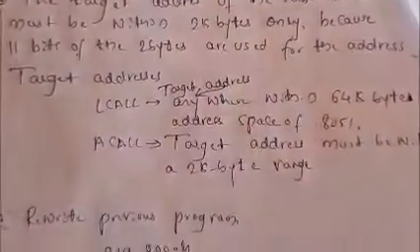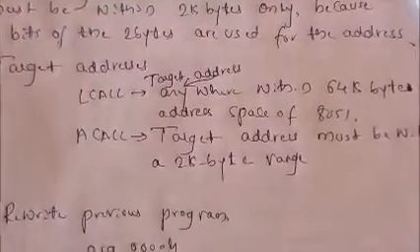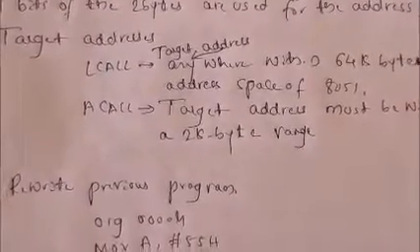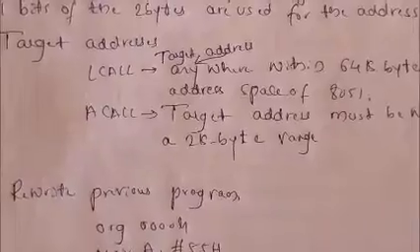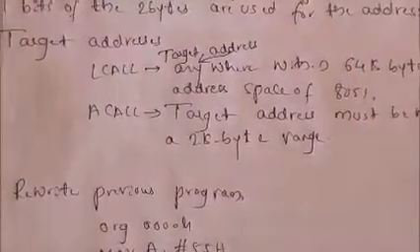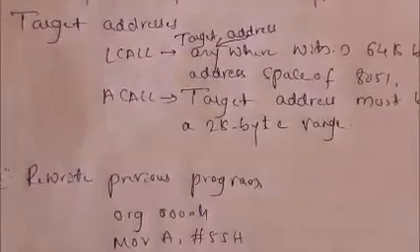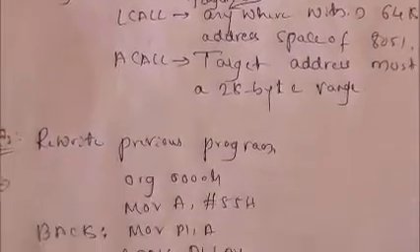So this is a very small difference, and sometimes they can also ask you to write short notes on the ACall, the absolute call, and the LCall. You need to write the differences. Is it clear? And program-wise, I can explain how to show the difference with one example here.